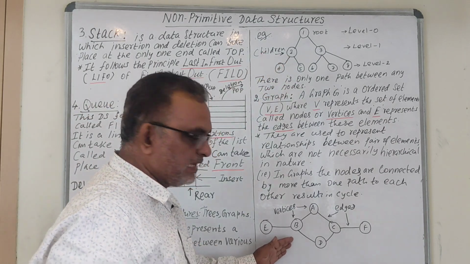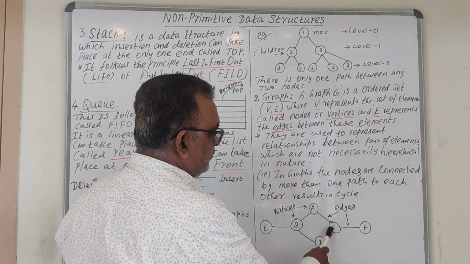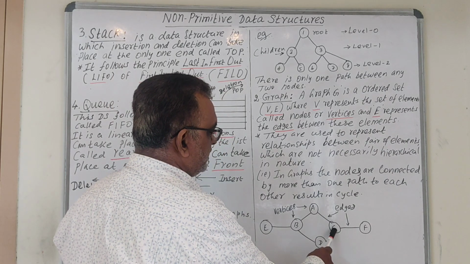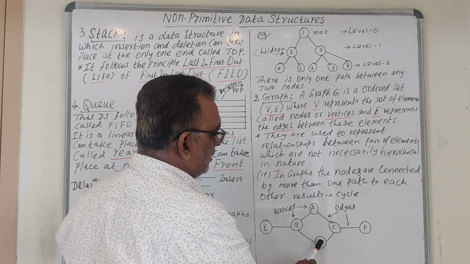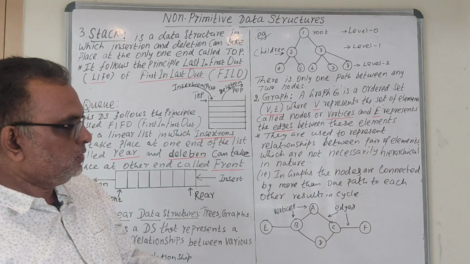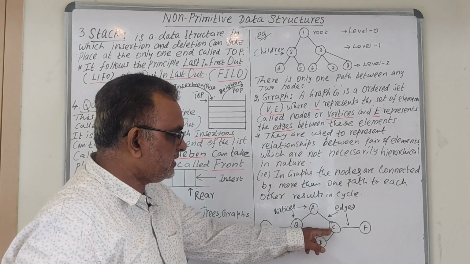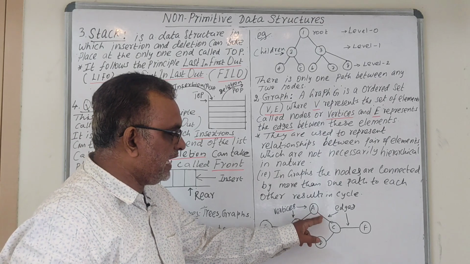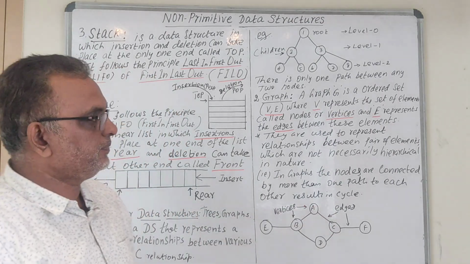This is an example of a graph. If you take C, we can reach C from A, and also from D, and also from F. These are the vertices, the nodes, and a line connecting the nodes is what is called an edge.